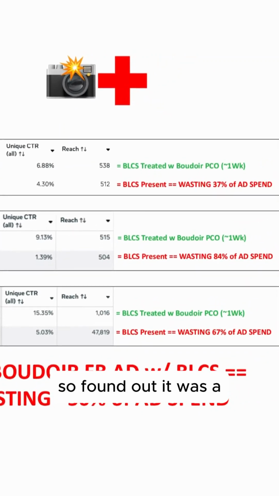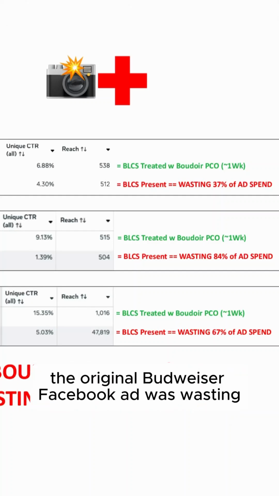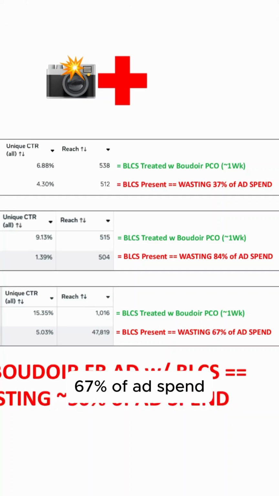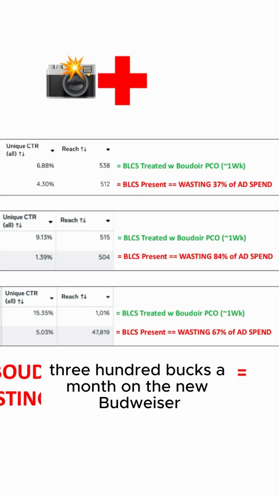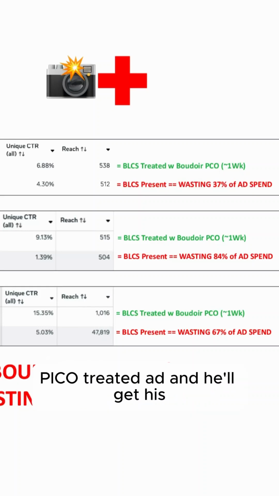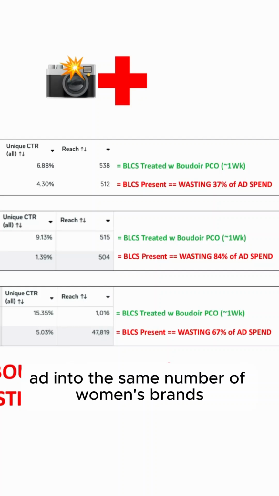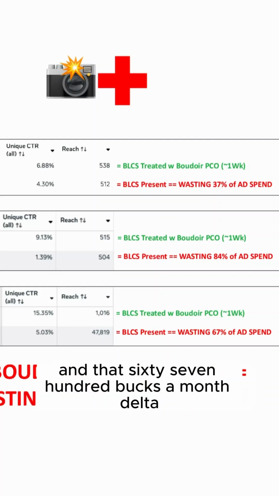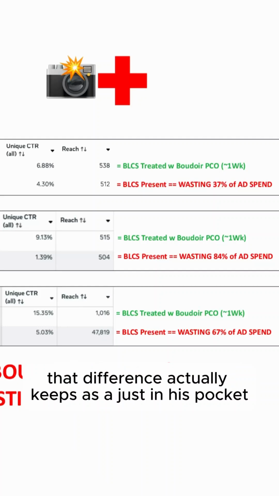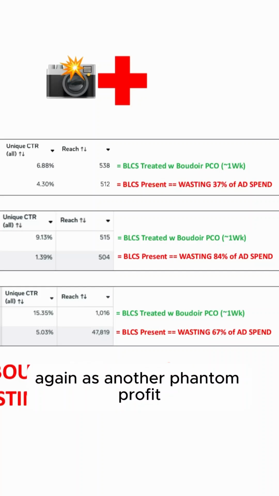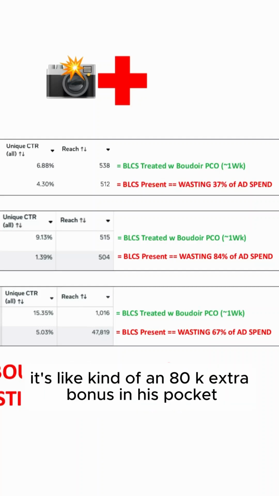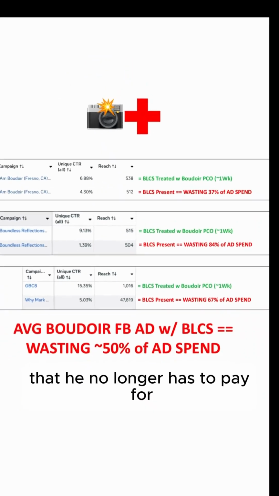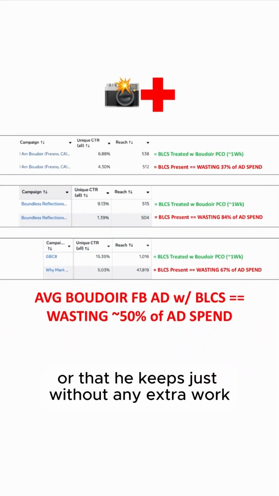So we found out the original Boudoir Facebook ad was wasting 67% of ad spend. So if he was spending 10 grand a month on the original Boudoir Facebook ad, now he only needs to spend $3,300 a month on the new Boudoir Pico treated ad, and he'll get his ad into the same number of women's brains. And that $6,700 a month delta, he actually keeps in his pocket. Again, another phantom profit, Boudoir Pico profit, whatever. And after 12 months of this, it's like an 80K extra bonus in his pocket that he no longer has to pay for, or that he keeps without any extra work.